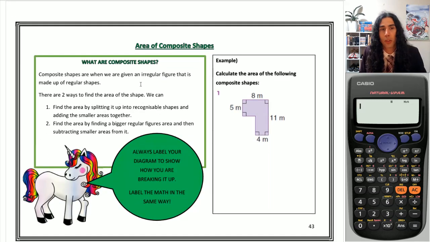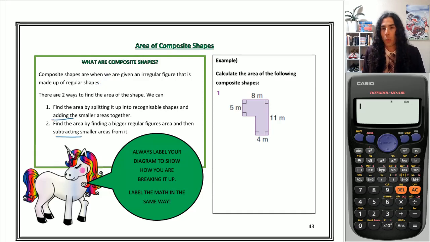Composite shapes are when we are given an irregular figure that is made up of regular shapes. That could be written better, that's confusing. Composite shapes: the shapes made up of regular shapes. That's it. And there are two ways. Adding, subtracting, just like I explained.